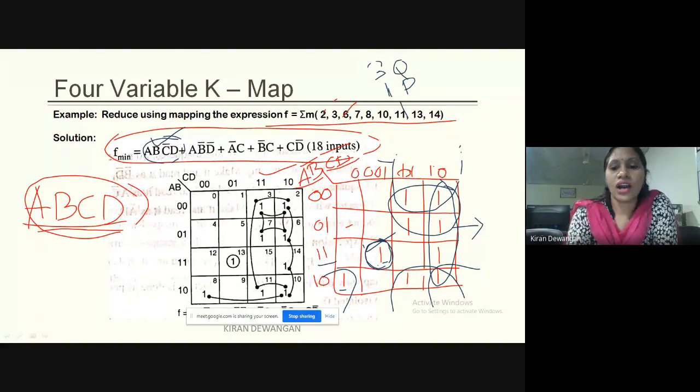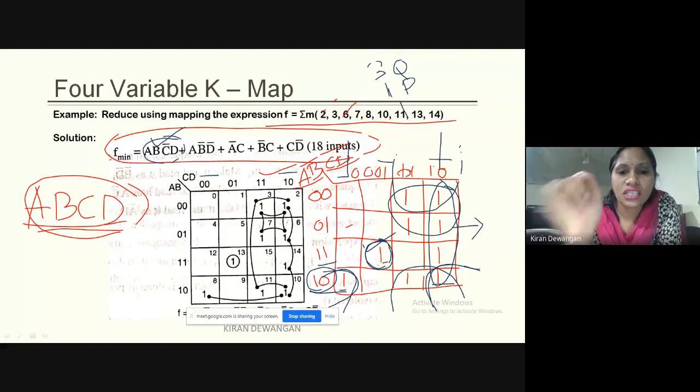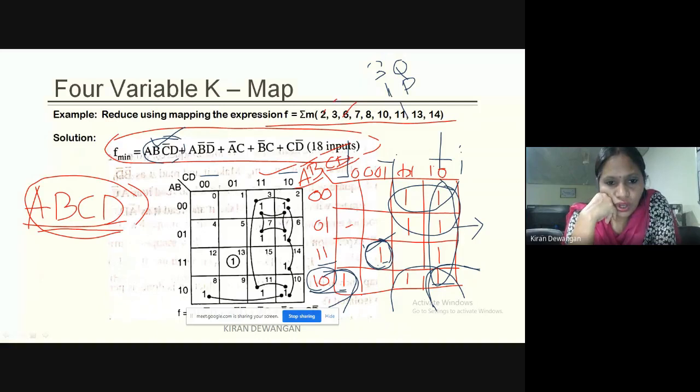Clear? Now we'll come to the pair. Now this one is a pair. So in this one, what is common? Here 1 0 is common. 1 0 means A B bar. Now in these 2 columns, what is common? This is 0 0 and this is 1 0. So what is common?